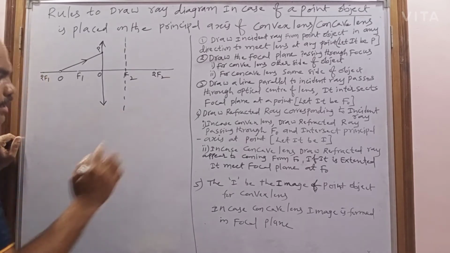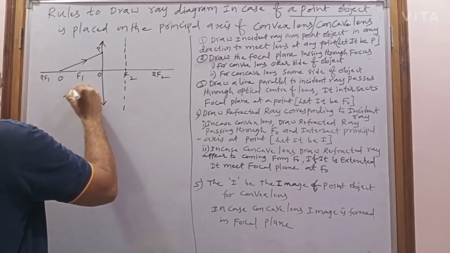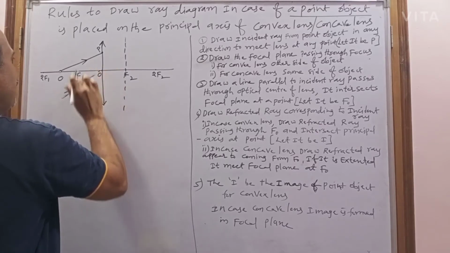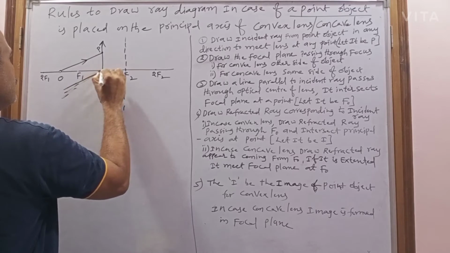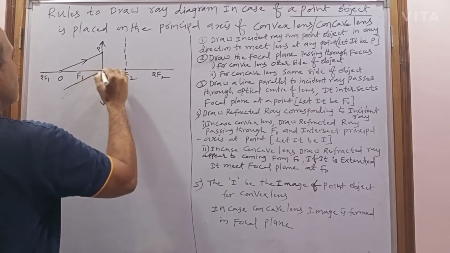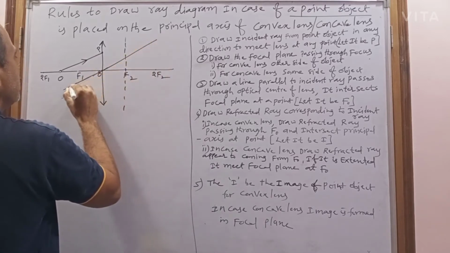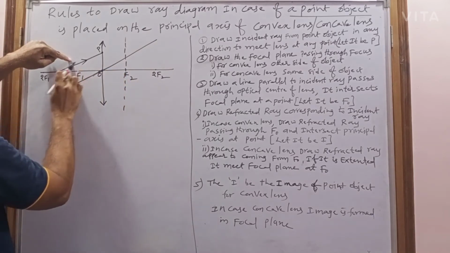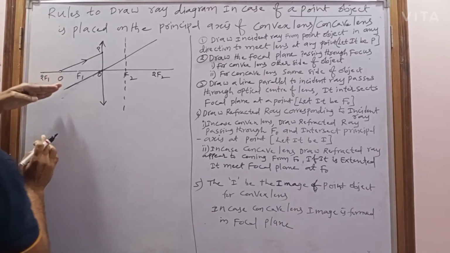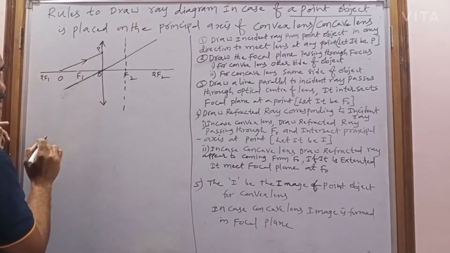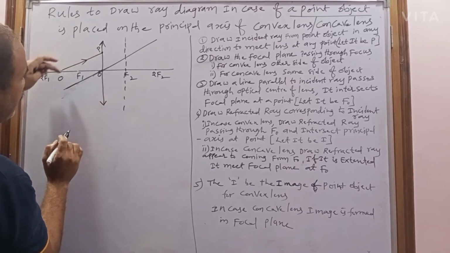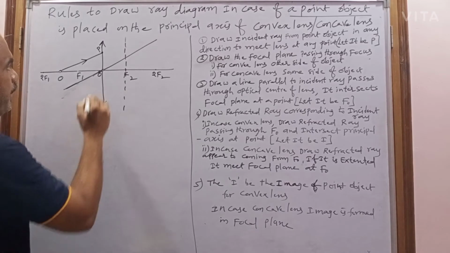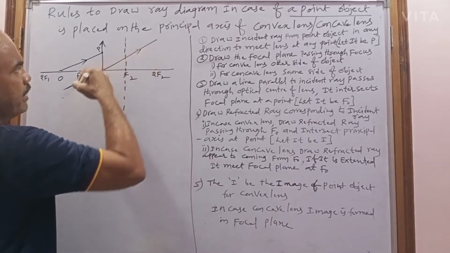Coming to the third rule, draw a line. This is the line I am drawing, exactly parallel to the incident ray. This is a line parallel to the incident ray drawn from the point object. I am drawing it parallel to this incident ray, and it passes through the optic center. Since it passes through the optic center, it continues along the same path.